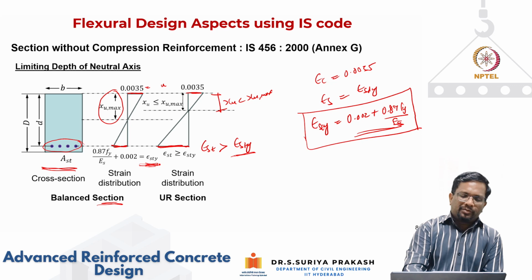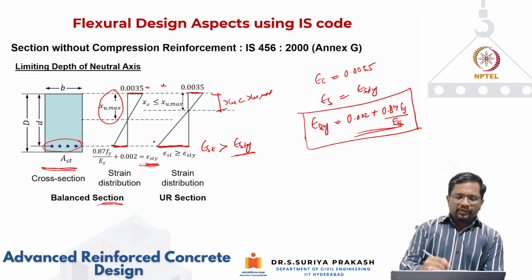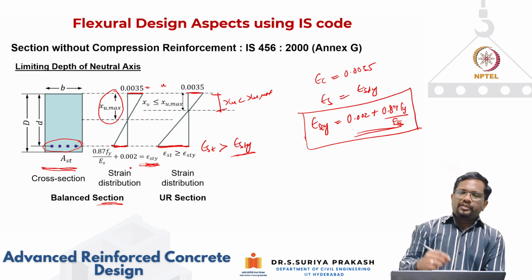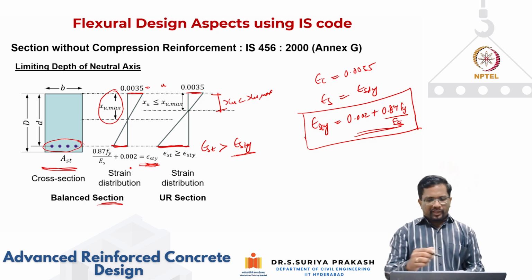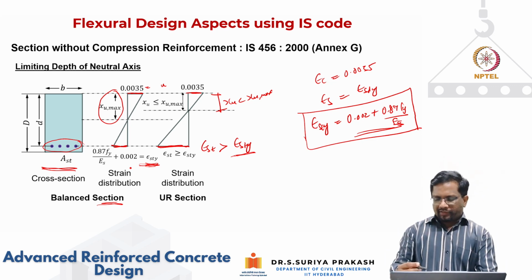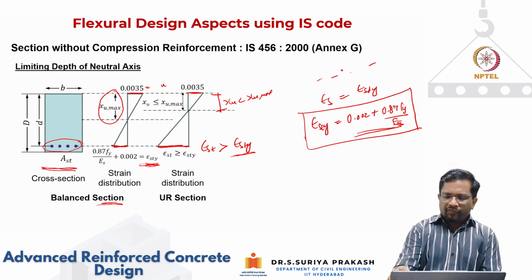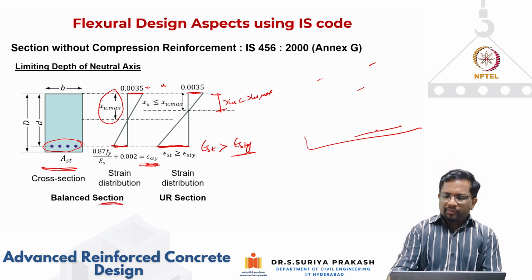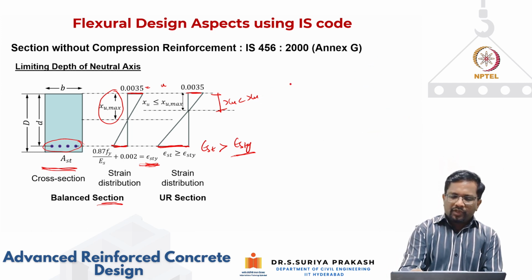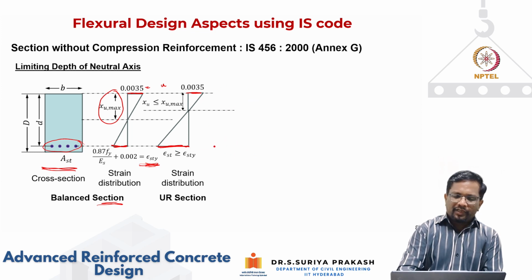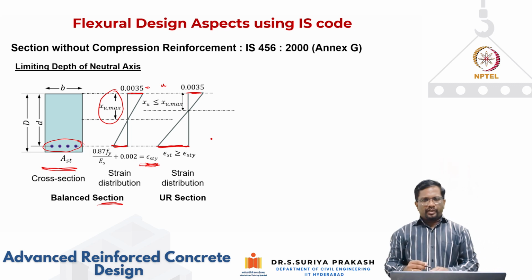This is the maximum that is allowed by the code. So for this, basically, this is a balanced section that we are calculating. So let's calculate now Xu max. For all sections, if I put steel less than corresponding to the balanced reinforcement ratio, the steel is always going to exceed the yield strain, the design yield strain that is specified in your IS 456.